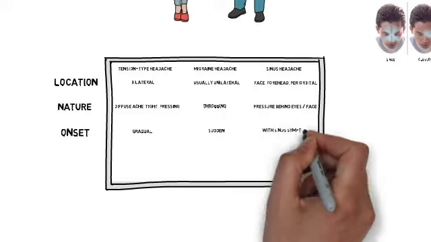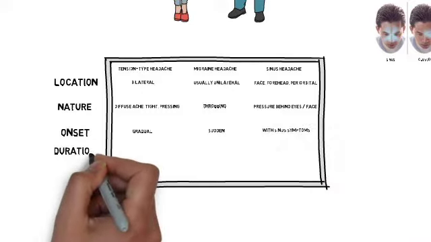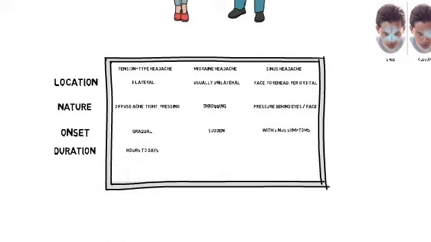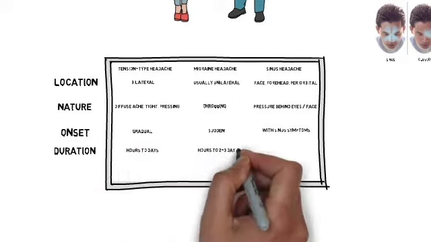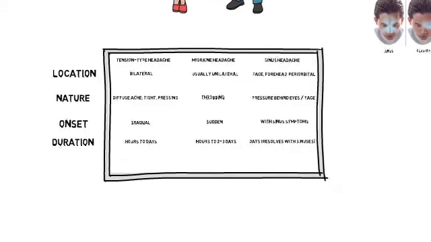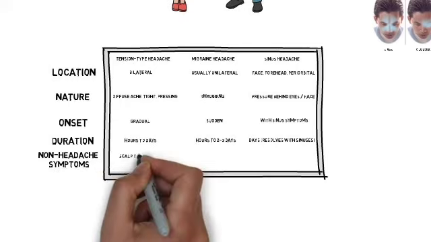Duration of these headaches varies, but the duration of a tension type headache is usually hours to days. A migraine headache is hours to somewhere between 2 and 3 days, and remember that you have to have a headache for at least 4 hours for it to truly be a migraine. And then for sinus headaches, these usually go away when the sinus symptoms resolve.